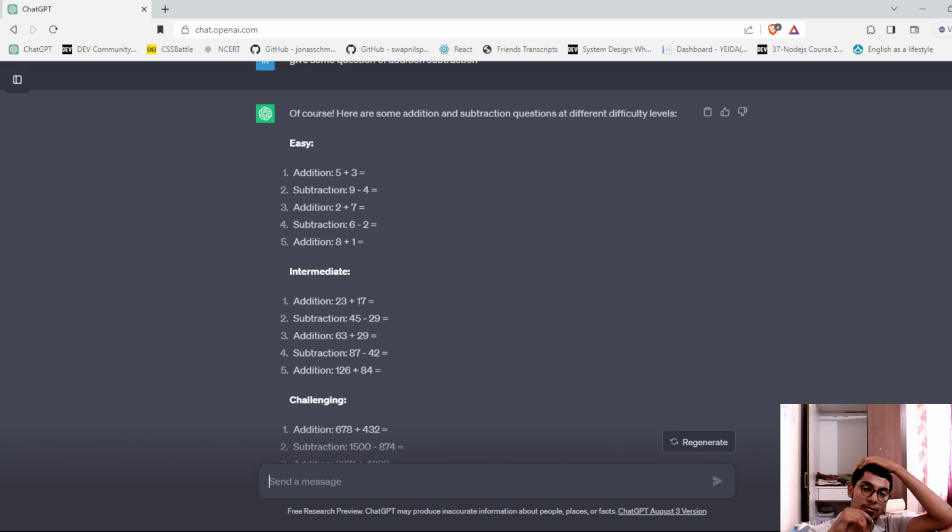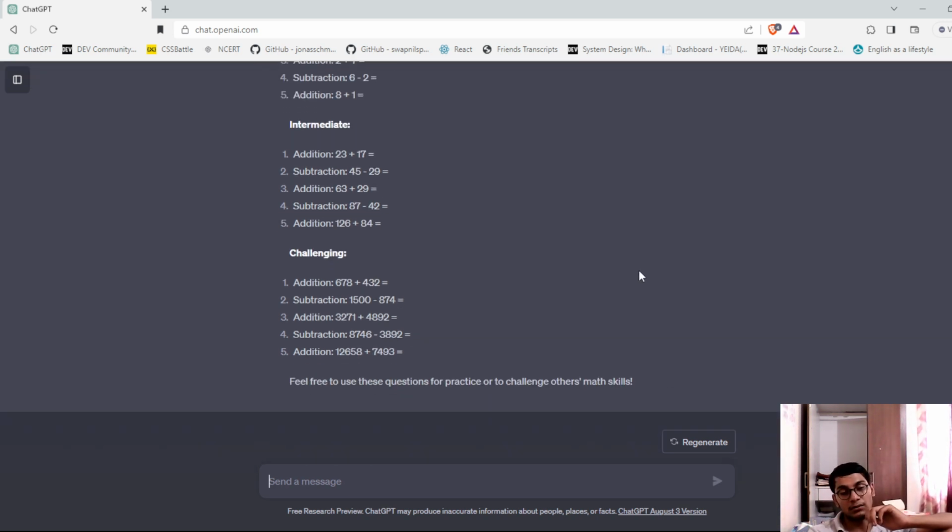Addition, 63 plus 29. We have to add these two numbers. 9 plus 3 will become 12. 6 plus 2 equal to 8, plus the carry, equal to 9. This is all simple. Now the part is that we have to take some time, because there are 3 digit numbers and 4 digit numbers. We have to solve one number at a time, then we can solve it easily.